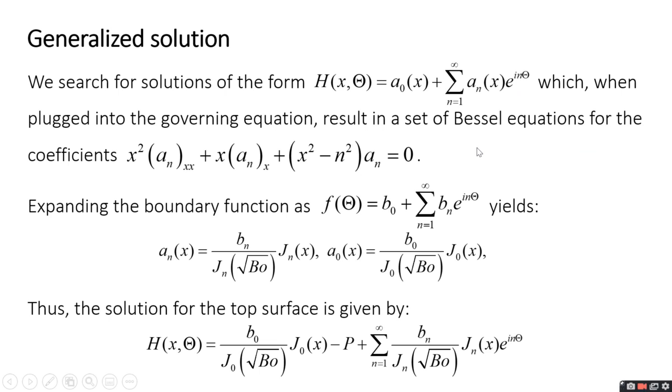The linearized equation is separable, and we can solve it exactly through a polar Bessel expansion, where the expansion coefficients can be determined from the Fourier coefficients of the boundary functions. In other words, given the values of the Bond number and the volume constraints, the known function f of theta dictates the topography of the resulting optical surface.